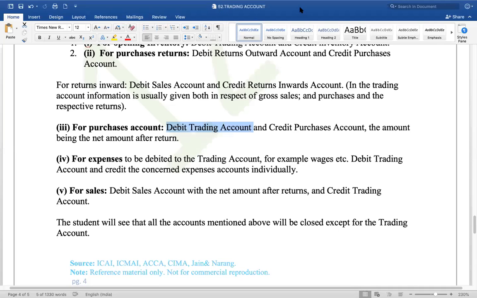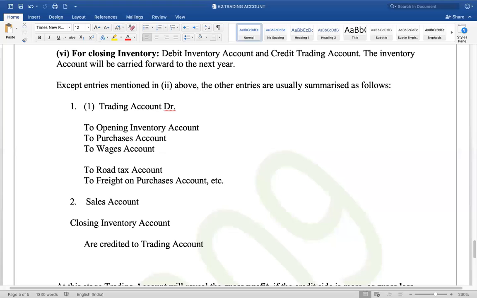Yes. So let us sum up the points to be considered, the accounts to be considered for trading account. The opening stock is debited to trading account, purchases to be debited to trading account, wages to be debited to trading account, road tax, octroi, or any taxes to be debited to trading account. And then finally, freight and transportation is to be debited to trading account.